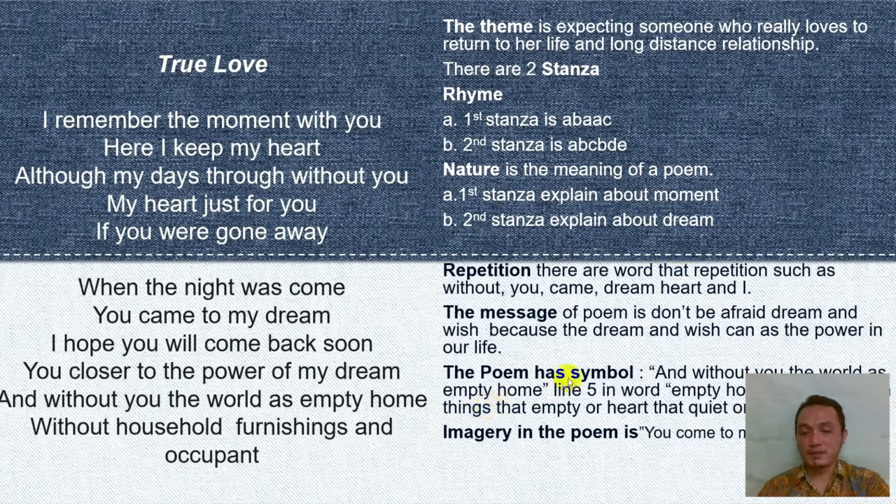And then the next is the poem has a symbol: without you the world is empty home. This is the symbol. Line 5, the words empty home. This explains things that empty our heart, that quiet or alone. So this is the meaning of the empty home here. Empty home means nothing, and no one lives there. There means the heart. Okay, so when you're alone, you're feeling like an empty home in the world.